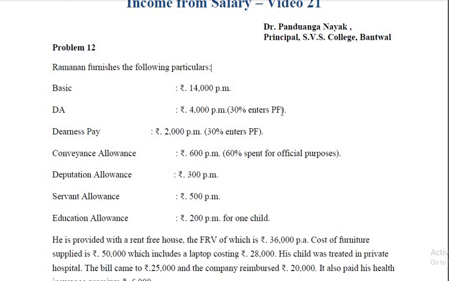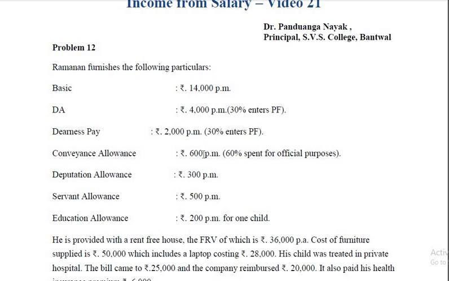30% enters Provident Fund. So this is only for Provident Fund contribution as well as for computation of perquisite value of rent-free accommodation. Similarly, dearness pay 2,000 per month. So 2,000 into 12, that is part of taxable salary. For Provident Fund contribution purpose, only 30% of 2,000 should be taken. Similarly, for computing perquisite value of rent-free accommodation.